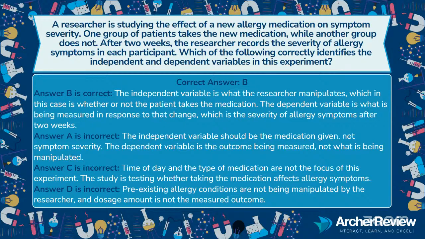Independent variable is what we're manipulating, is what we're changing. Dependent variable is essentially the outcome. What happens when we make this change? There's a cause and effect there. If we make this change, do we have this effect?